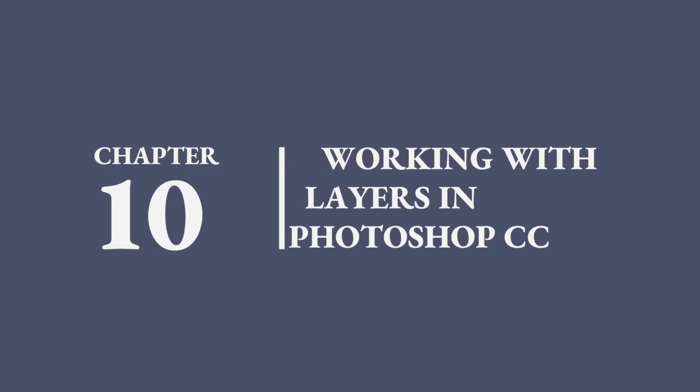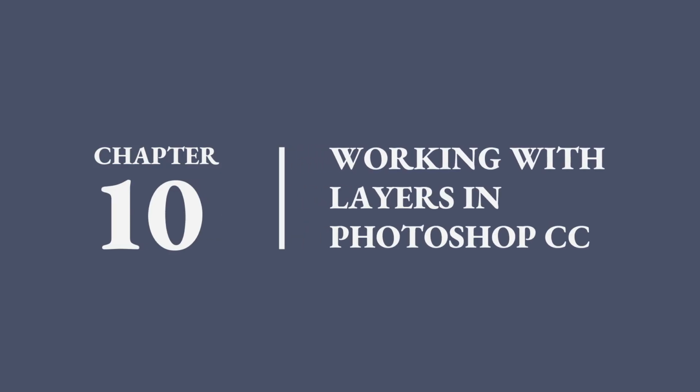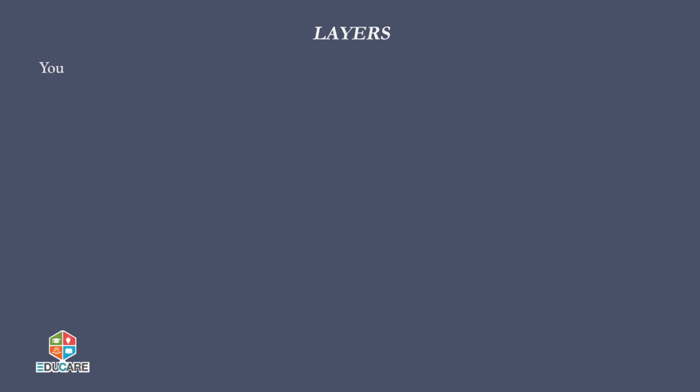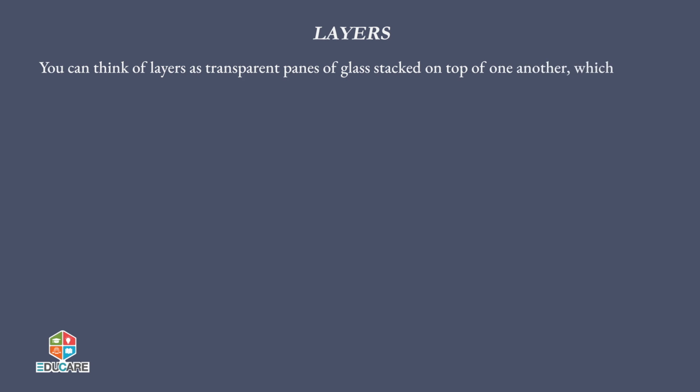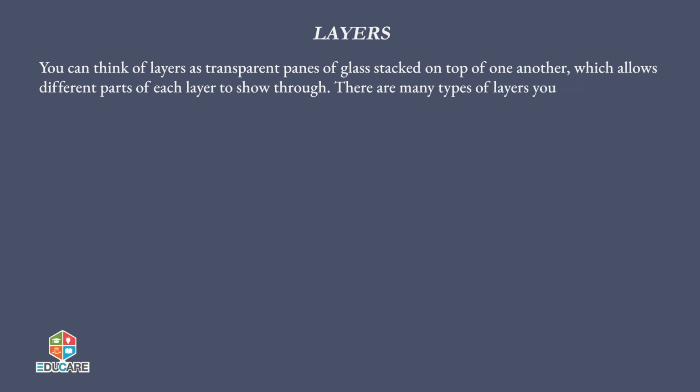Chapter 10. Working with Layers in Photoshop CC. Layers. You can think of layers as transparent panes of glass stacked on top of one another, which allows different parts of each layer to show through. There are many types of layers you will use in Photoshop, and they fall into two main categories.